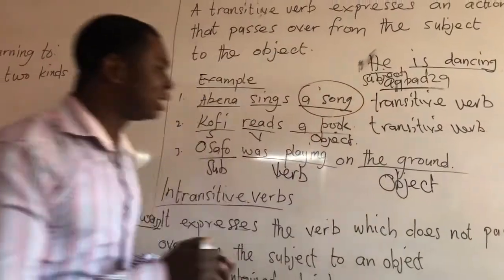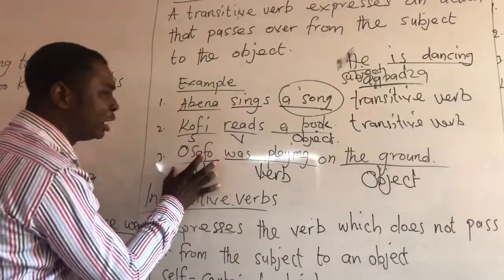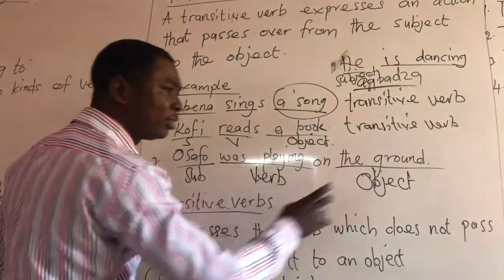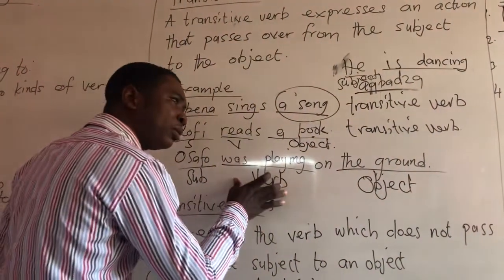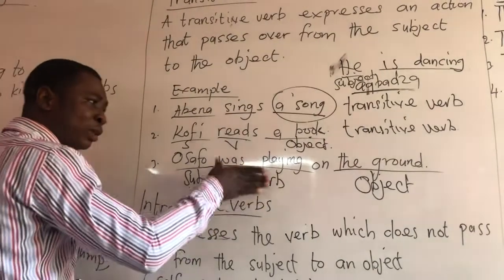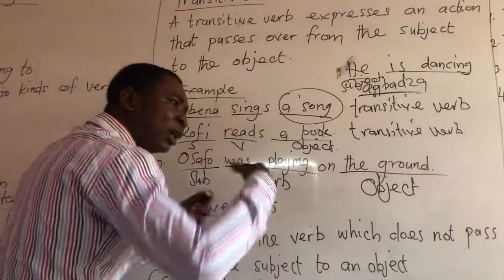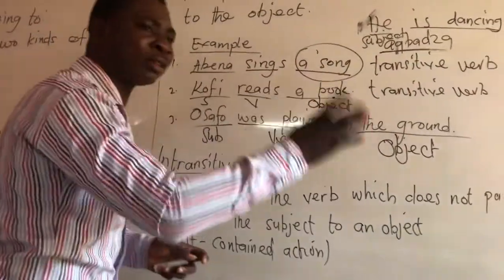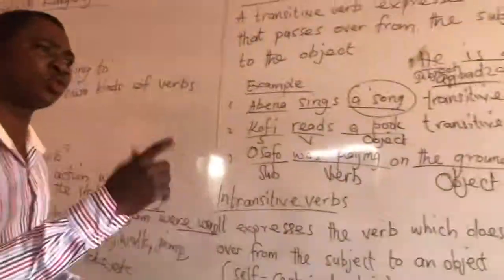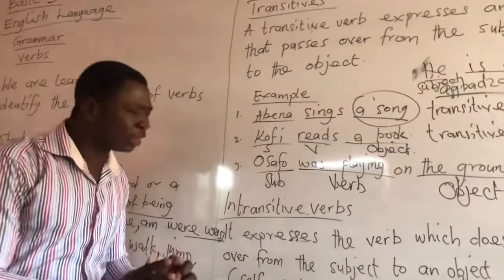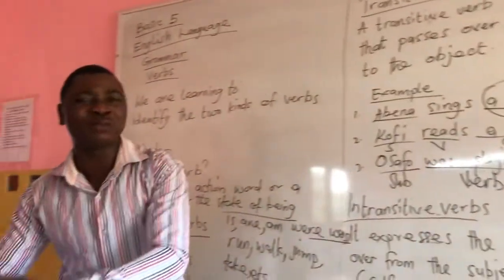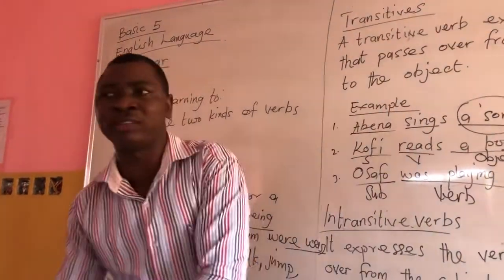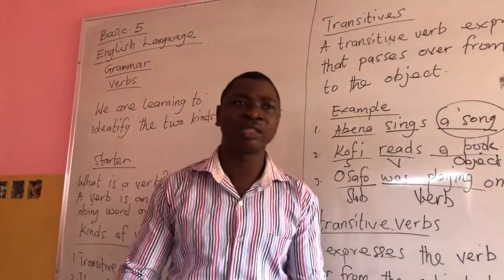So anytime you see that there is a subject and an object, and the verb is there, then we say that verb is the action happening. And when it's happening to something, the verb there is a transitive verb. Now let's talk about intransitive verbs. When does a verb become intransitive?